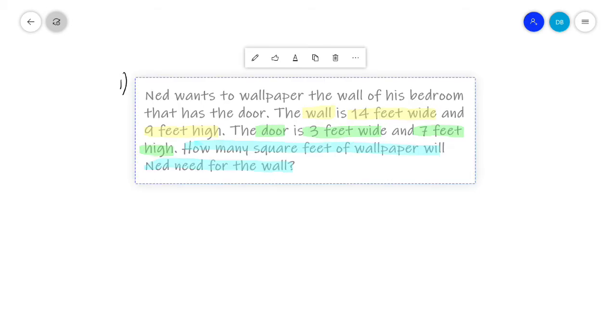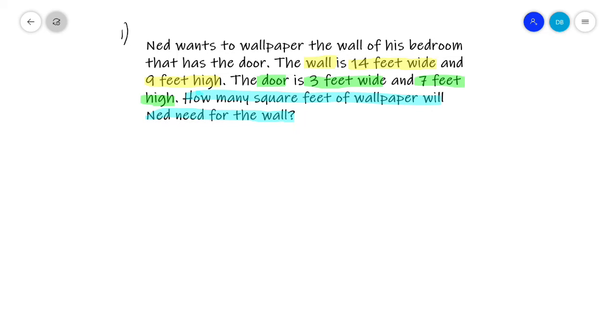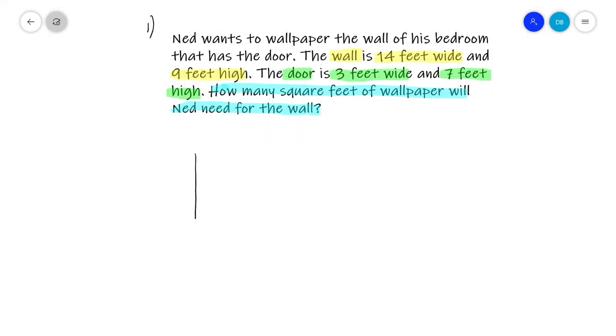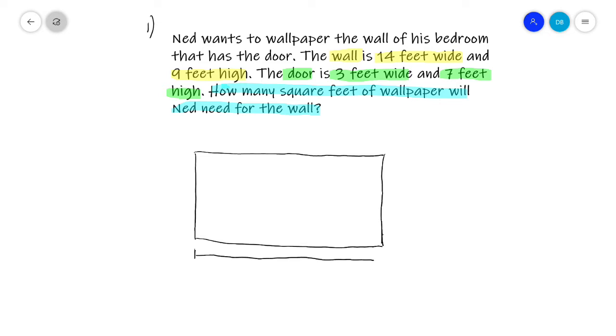I'm going to draw a diagram. You probably knew that was coming. So here's our diagram. Now I am not an artist, but this pen is easy to write with. Okay, so there's our wall. Now our dimensions were 14 feet wide, so I'm going to do this. That shows the dimension, 14 feet and 7 feet high.